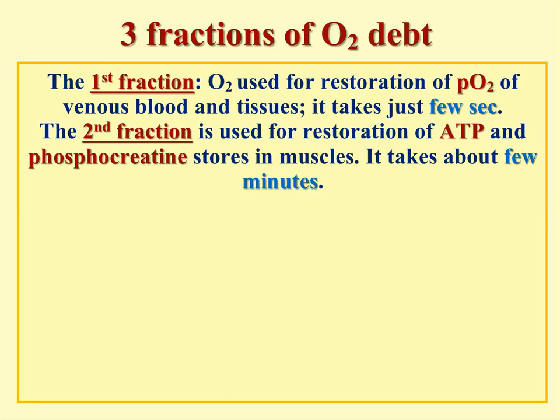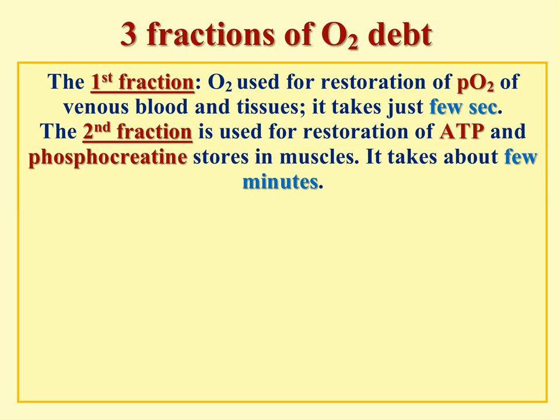Then the second fraction, slightly more, but also a little fraction. It's used for restoration of the ATP stores and phosphocreatine stores in muscles. During physical activity, the ATP loses phosphate groups, and at first they can be restored by phosphocreatine, giving additional phosphate groups to ATP. And so after the exercise is over, the phosphocreatine storage is depleted, and ATP stores are also less than before. And it's necessary to phosphorylate again these substances. Therefore, it takes a certain amount of oxygen. It's a little bit higher and takes a few minutes, not seconds.